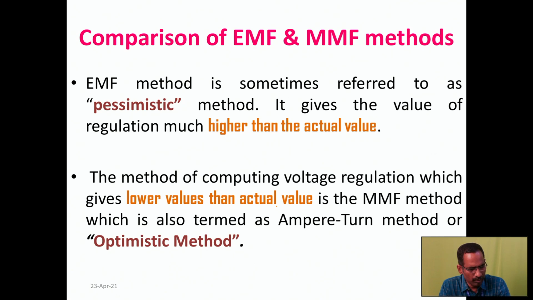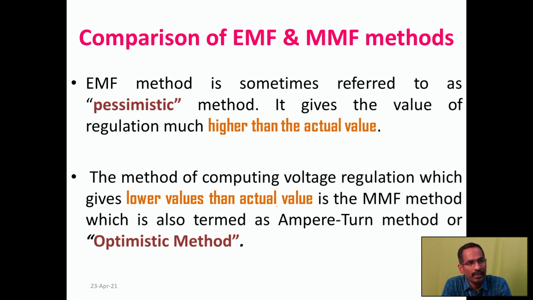From the open circuit voltage and the short circuit current, we have calculated the synchronous impedance ZS. By using that ZS, we have calculated the XS. XS is nothing but X suffix S, the synchronous reactance. So by using that synchronous reactance, we can substitute in that formula to find the E naught. By using that value, we have calculated the voltage regulation. So the formula to find the voltage regulation is the same: E naught minus V divided by V into 100.